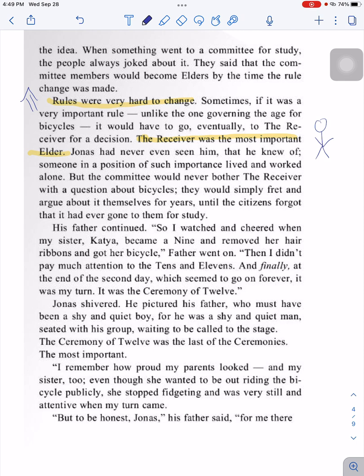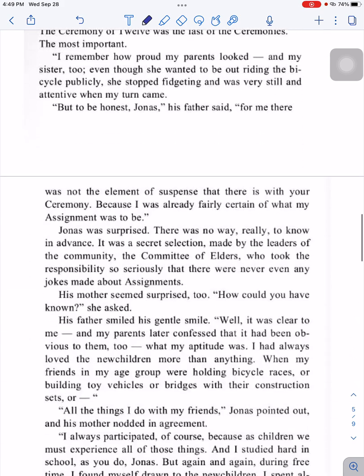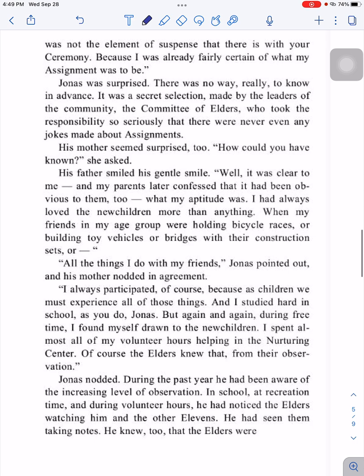Jonas shivered. He pictured his father, who must have been a shy and quiet boy, for he was a shy and quiet man, seated with his group, waiting to be called to the stage. "The ceremony of 12 was the last of the ceremonies, the most important. I remember how proud my parents looked, and my sister too. Even though she wanted to be out riding the bicycle publicly, she stopped fidgeting and was very still and attentive when my turn came. But to be honest, Jonas," his father said, "for me, there was not the element of suspense that there is with your ceremony, because I was already fairly certain of what my assignment was to be."